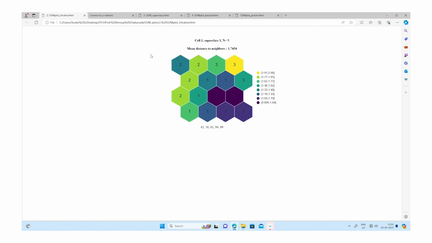Further, this is the U matrix. Again, in the darker regions, the observations are more clustered or more close to each other. So this is the U matrix, and if we move the cursor to different nodes, we get the information and the observations in that node.